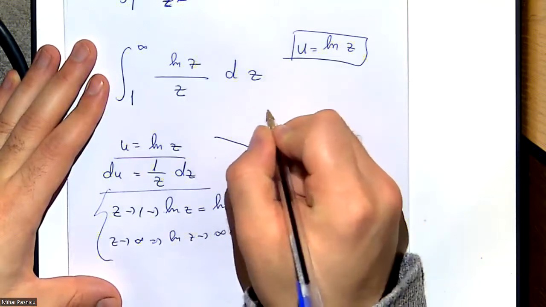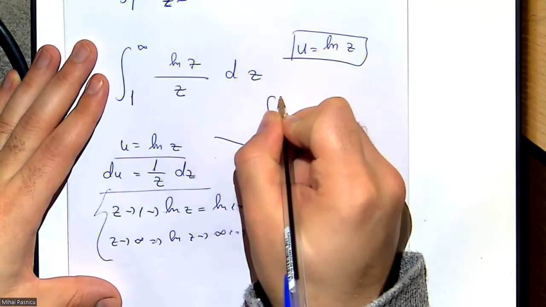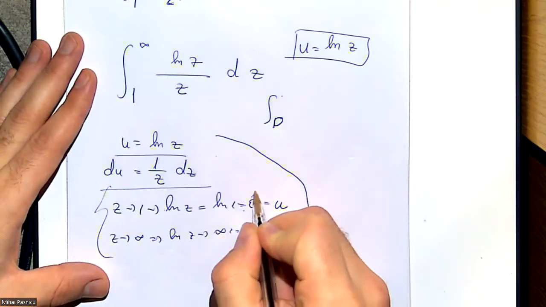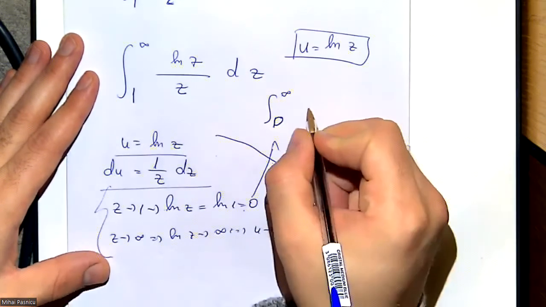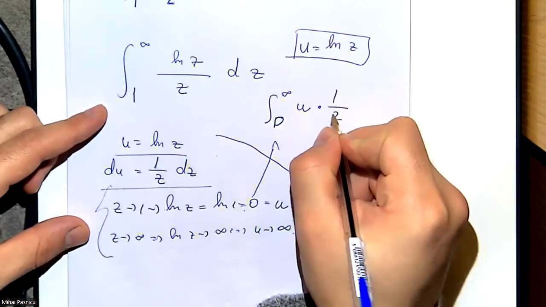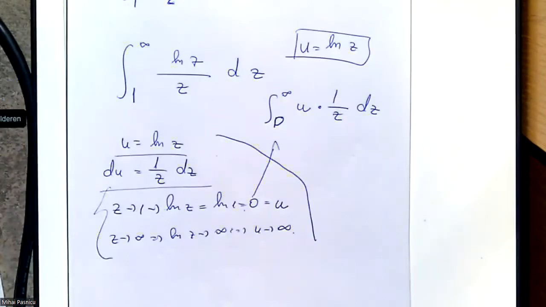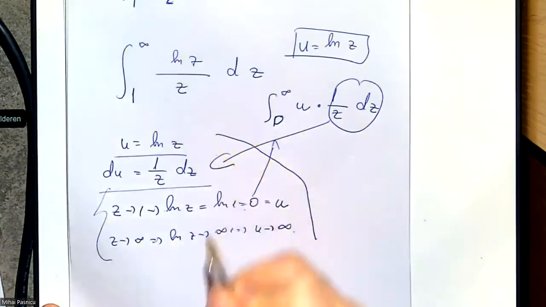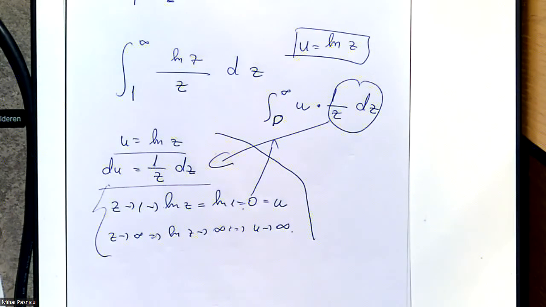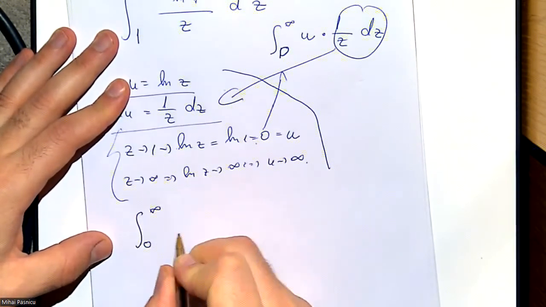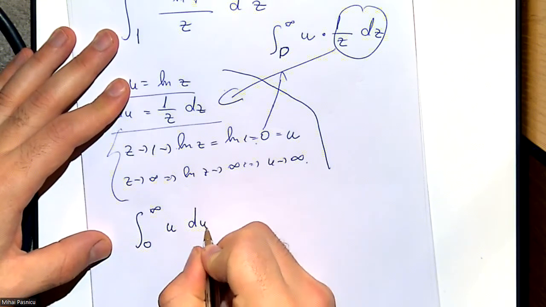So from here, I get the integral from 1 to infinity, and again I have to change this to 0 here. Infinity of log of z becomes u. And then I have 1 over z dz. Okay? What is 1 over z dz? It's just du. It just magically becomes du. So this is just the integral from 0 to infinity of u du.